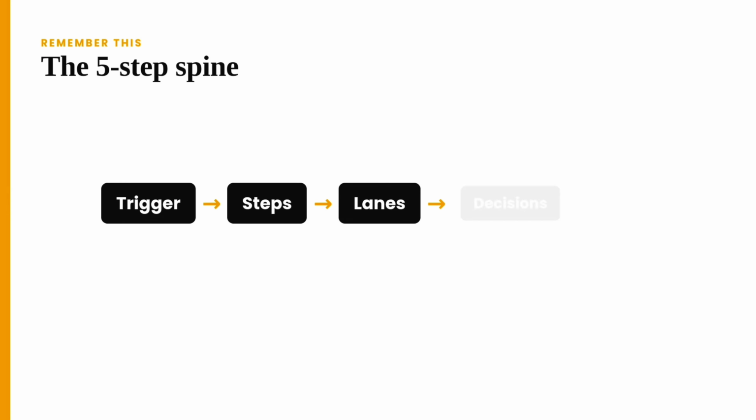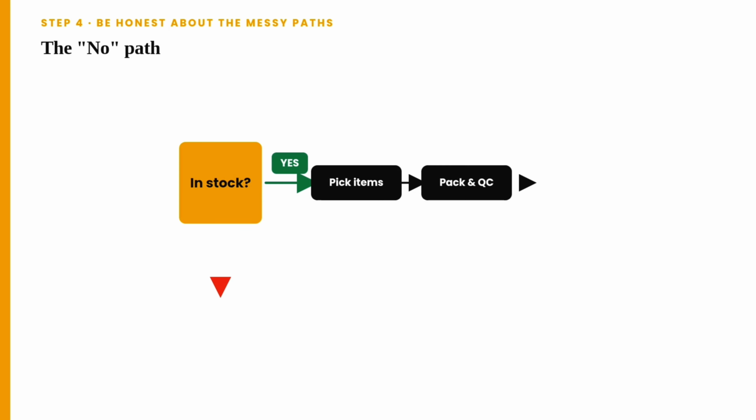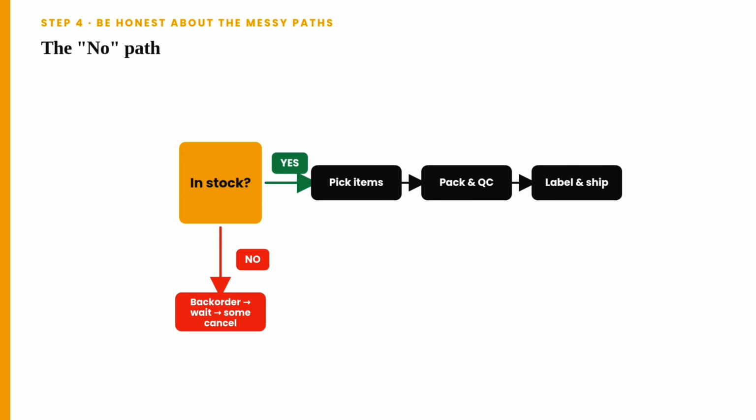Fourth word is decisions. Real work is never a straight line. There are always moments where the path splits. Is it in stock? Yes or no. Is the payment approved? Yes or no. We draw those as diamonds. Why does this matter? Because the no path is usually where your pain lives.